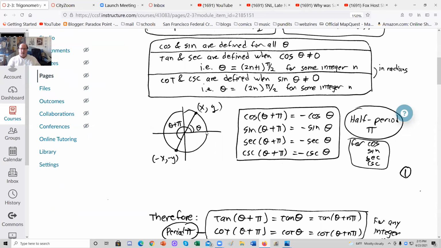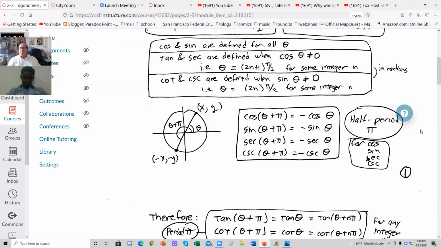here's an interesting identity. When we go to an angle theta, to x, y, if we add pi radians, in other words, 180 degrees, we go halfway around the circle and wind up at -x, -y. So if this x is cosine of theta, then this is cosine of theta plus pi. And since these are opposite, cosine of theta plus pi is negative cos theta. Similarly with sine, at theta plus pi we have a minus y compared to theta. So sine of theta plus pi is minus sine of theta. And they're reciprocal, secant and cosecant. When you add pi radians, you get the opposite, minus sec theta, minus cosec theta.